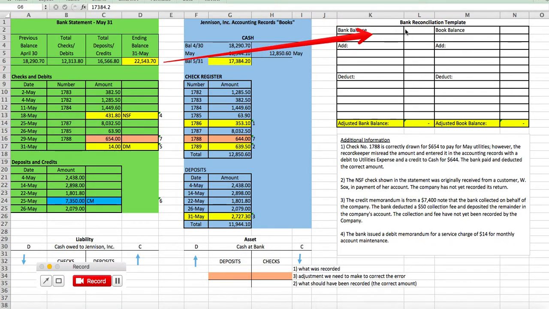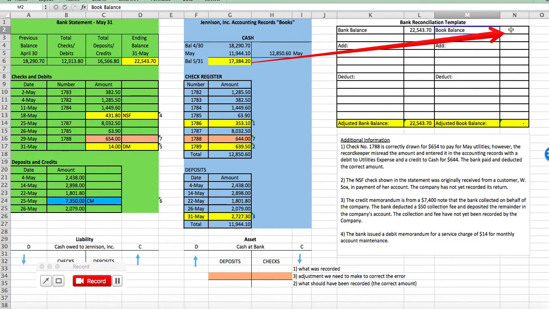So I'm going to go ahead and input that amount of 22,543.70. And then we also have the book balance. That was the detail in our ledger. And we're going to put the book balance here on the book side. So I will enter in 17,384.20. Okay, that is our starting point.